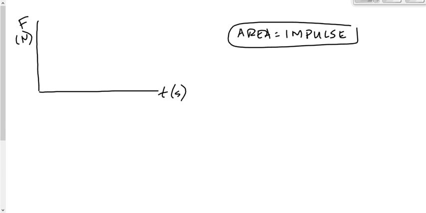Maybe it's a shape like this, and we're not even able to find it because of the odd curve at the top. It doesn't matter. I still want you to think those three words, area equals impulse. We always think that. Now, what else are we sometimes going to think depending upon what we're asked to solve for? Always area equals impulse.